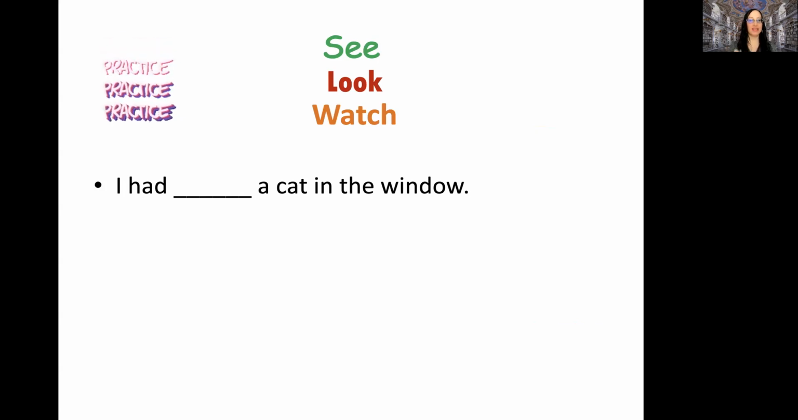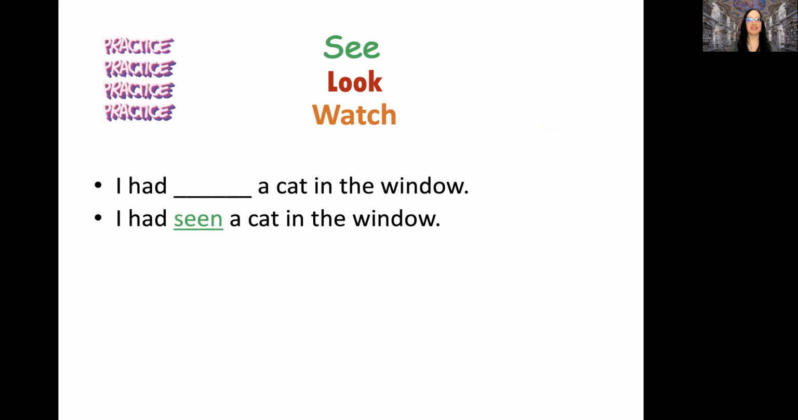plus the verb in the past tense is the past perfect, okay? Because it's had. Had is in the past tense. So it would be, I had seen a cat in the window. I had looked a cat in the window. I had watched a cat in the window. Okay, think about in your mind what makes sense to you. It'll come to you. I had seen a cat in the window because it happened automatically and naturally, right? That's right.